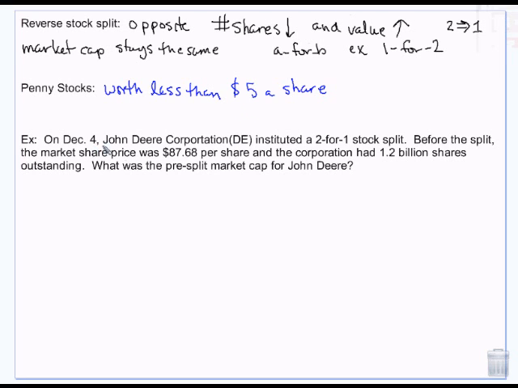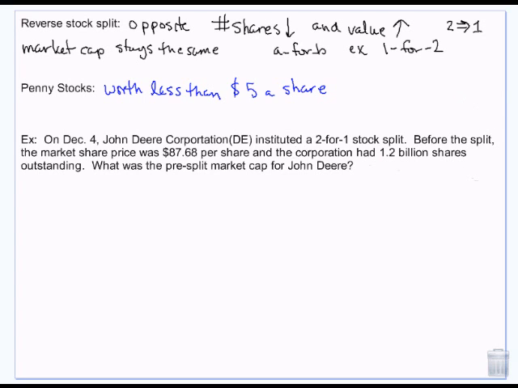So John Deere Corporation, it's a real company. They make lawnmowers and other lawn and garden equipment, edgers and trimmers and all that stuff. They instituted a 2-for-1 stock split. Before the split, the market share price was $87.68 per share, and the corporation had 1.2 billion shares outstanding.